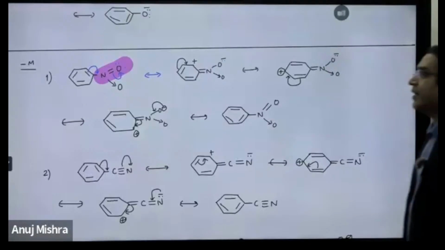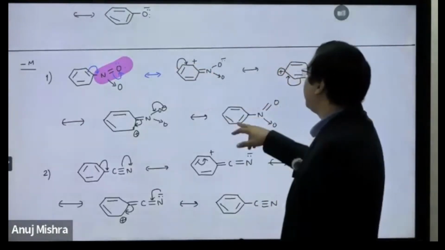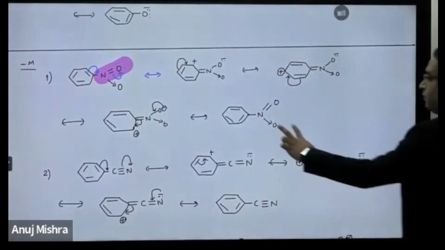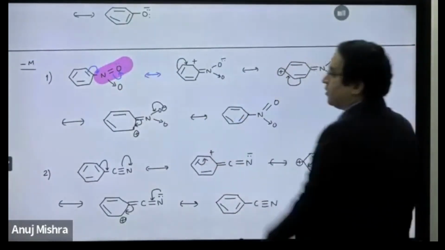You please draw and then check. So if you remove the plus, it comes here, then here, and then eventually you have to give it back. Normal structure. See the first one, the last one. You'll find the alternate placements of double bond.